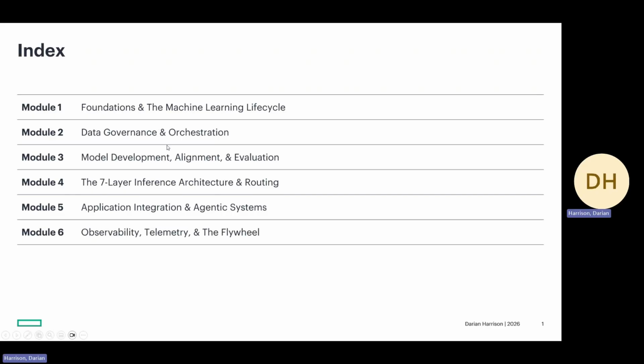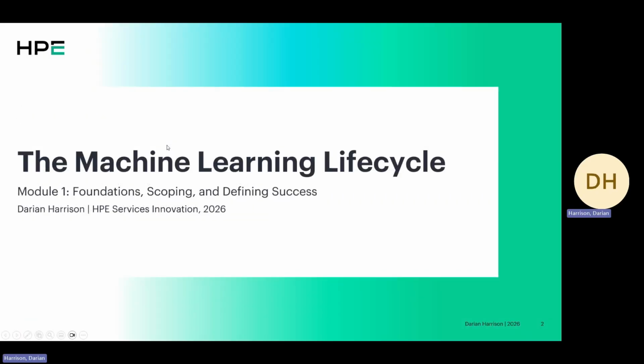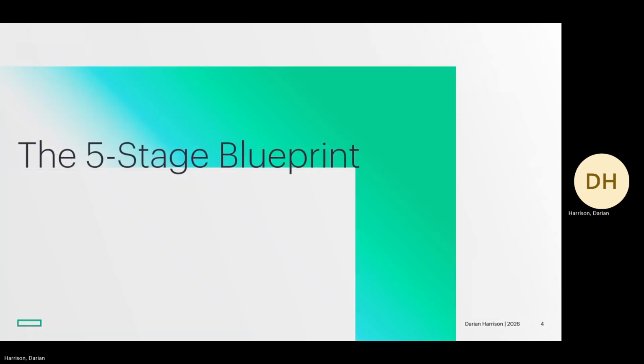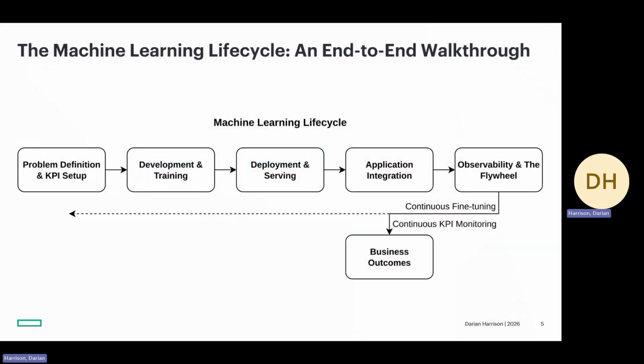We'll cover the foundations of the machine learning lifecycle. For this module, we'll be covering these 4 topics. What the end-to-end looks like, then how we start defining the infrastructure, defining success metrics, and then a practical walkthrough just to give the idea. So first, the 5-stage blueprint.